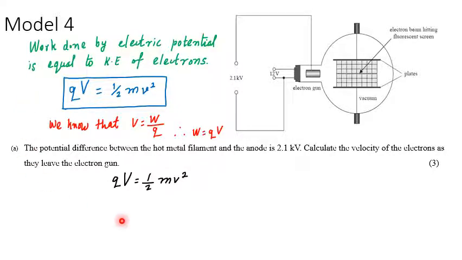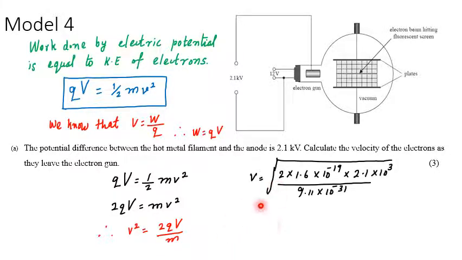So proceeding with this equation, qv is equal to half mv squared, and rearranging the equation will give you v squared is equal to 2qv over m, or v is equal to the square root of 2 times the charge of the electron times the electric potential, which is 2.1 kilovolts, divided by m. m stands for the mass of the electron. If you do the proper substitution, you get 2.72 times 10 to the power 7 meters per second.